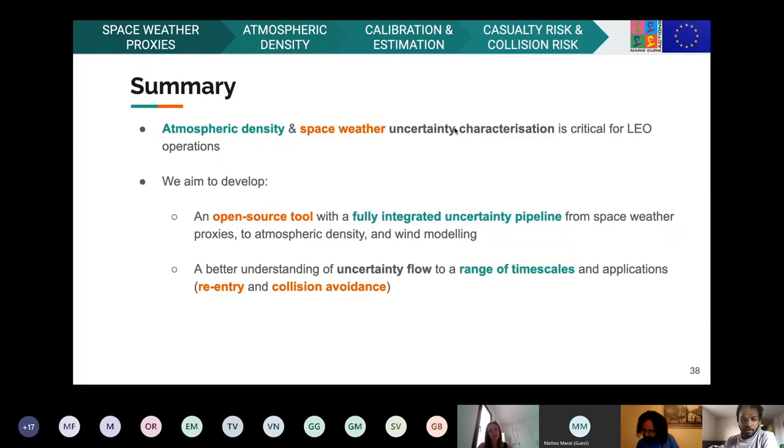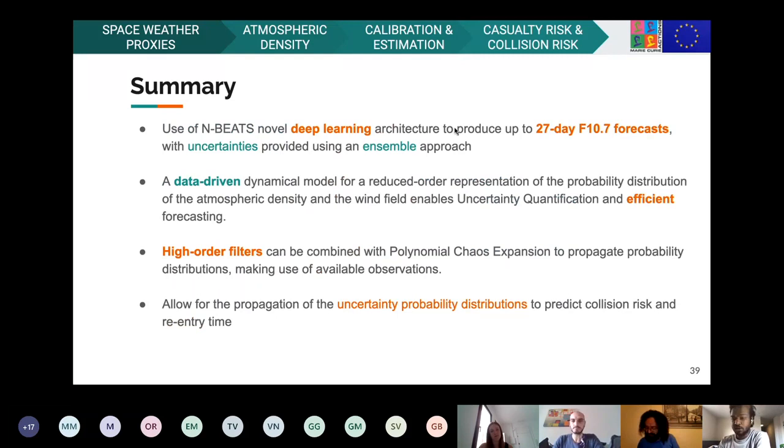And all in all, the overall summary goes: we want to quantify atmospheric density and improve space weather proxy forecasts, which are very critical for LEO operations. So we aim to develop an open source tool with a fully integrated uncertainty pipeline from space weather proxies to atmospheric density and wind modeling, and then a better understanding of the uncertainty flow to a range of timescales and applications. We will use N-BEATS, a novel deep learning architecture, to produce up to 27-day forecasts with uncertainties provided using an ensemble approach, and a data-driven dynamic model for a reduced order representation of the probability distribution of the atmospheric density and the wind field enables uncertainty quantification and efficient forecasting.